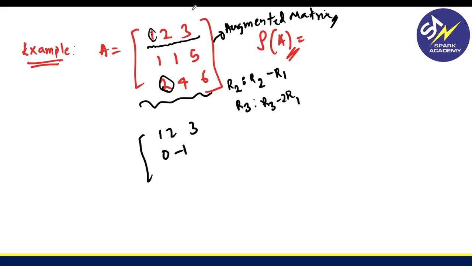1 minus 2 is minus 1. 5 minus 3 is 2. Now this is R3 minus 2 R1. 2 minus 2 is 0. 4 minus 4 is 0. 6 minus 6 is 0.